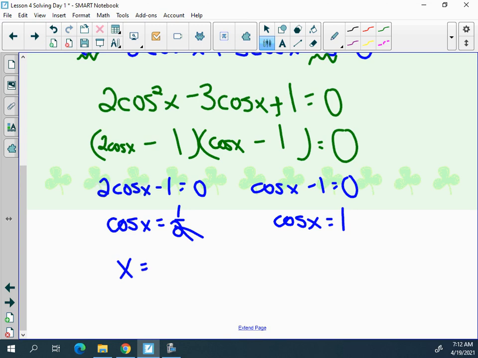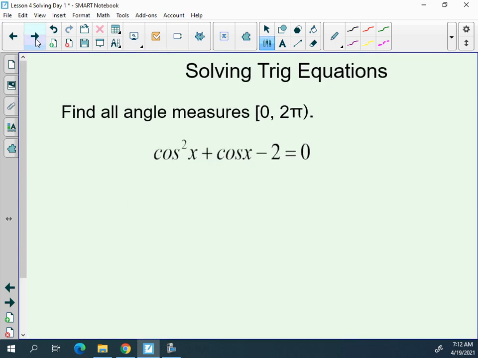That happens for the pi over 3 family. And when is it positive? It's going to be positive pi over 3 and 5 pi over 3 in the first and fourth quadrants. And then when is cosine of x equal to 1? That's actually at 0.